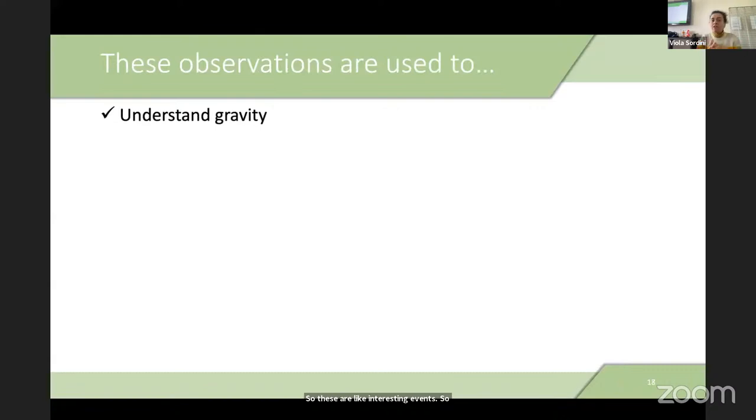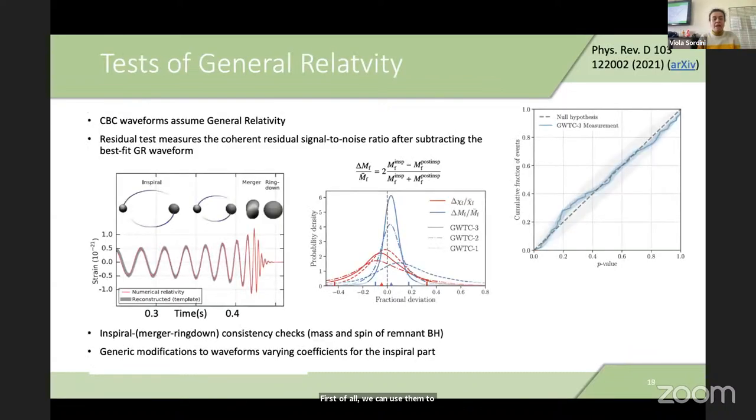We use these observations to do many things. Let me just go through a list. First of all, we can use them to understand gravity, as we said. Let me start with the waveform. I told you that we can calculate the waveforms assuming general relativity, but we also try to check if this assumption works. So what we do is take our data and the signals that assume general relativity, and we subtract the signals from the data and look at what is left.